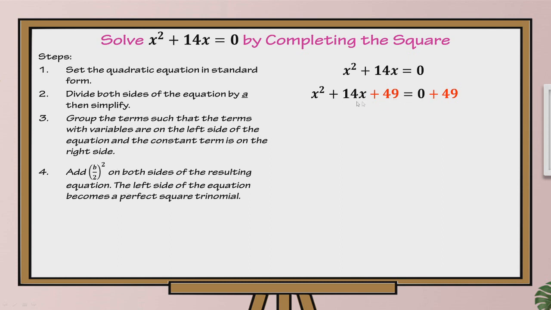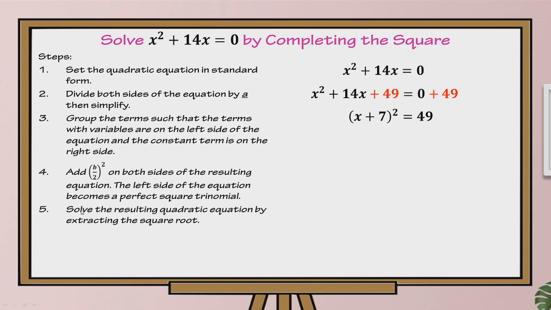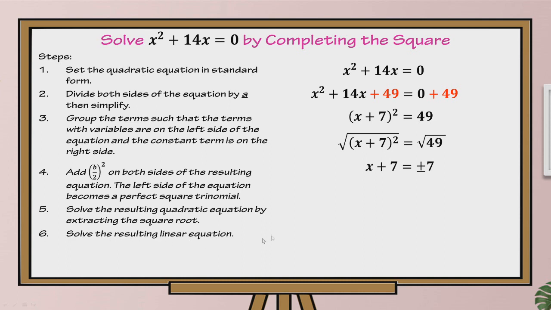And then take note that this side is already a perfect square trinomial. So to factor that, we have x plus 7 squared equals 49. So solve the resulting quadratic equation again by extracting the square root. That means getting the square root of both sides. So mawawala ang ating exponent at ang square root. So the resulting equation will be x plus 7 equals positive and negative 7. And the next step is to solve the resulting linear equation.